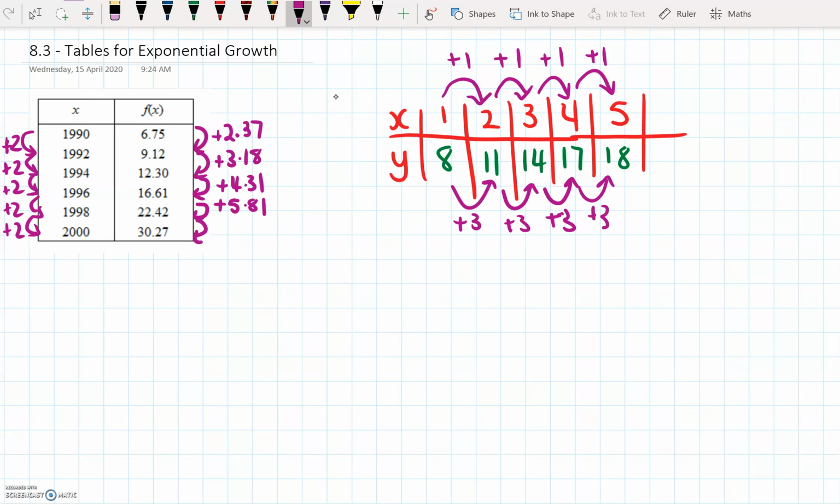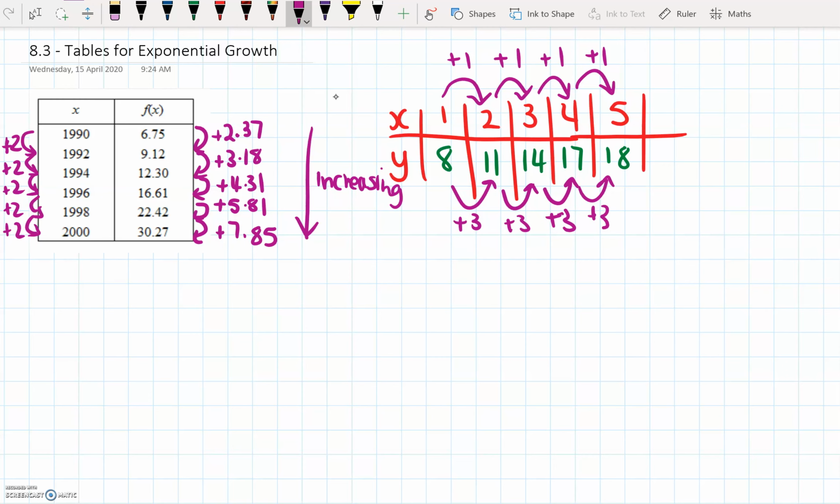And 30.27 minus 22.42 gives us plus 7.85. So what you can see is that not only is it not a constant change, it's not the same change each time, but that change is also increasing as we go further down the table. The change is getting larger. So every time we make another step, we make an even bigger increase. So this is not linear.